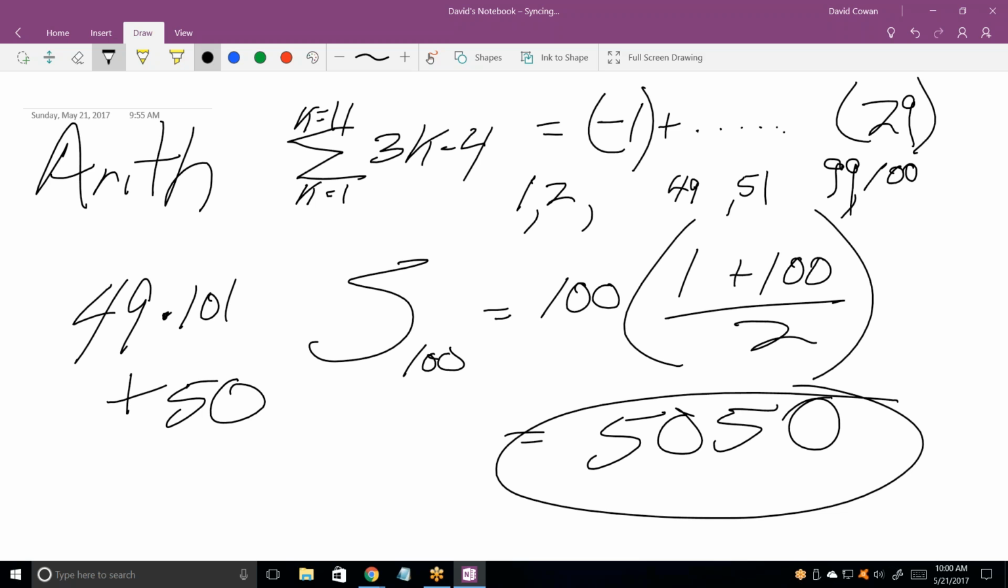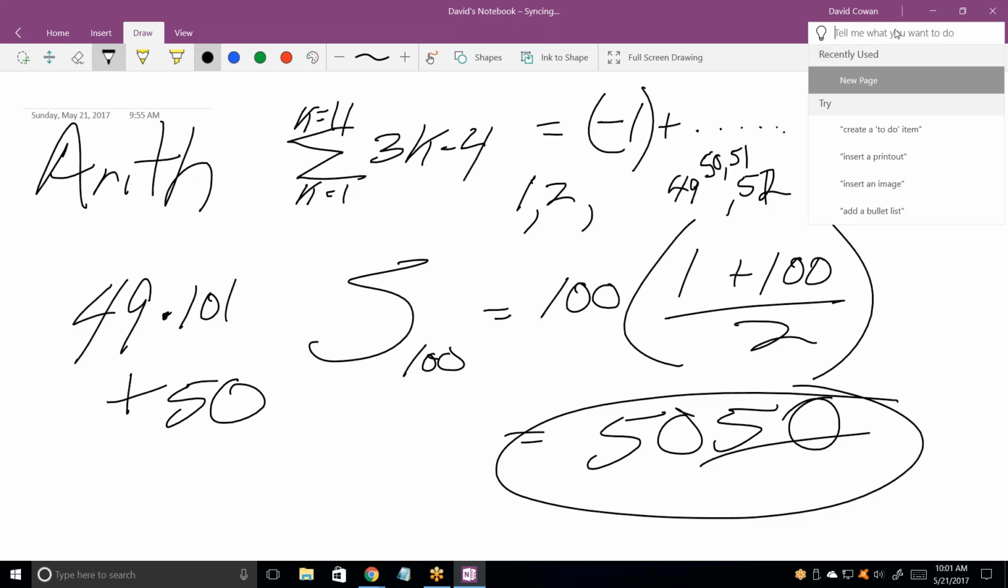Yeah, I did something wrong there. Let's see, it's 49, 52, and then the last pair is 50, 51. So he has 50 pairs that all add to 101, so he multiplied 50 times 101. And that's the way he did it when he was 8 years old. That's pretty good for an 8-year-old.